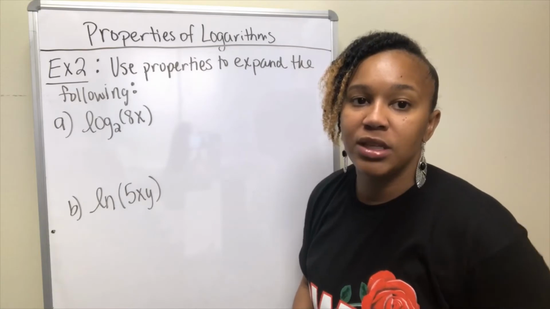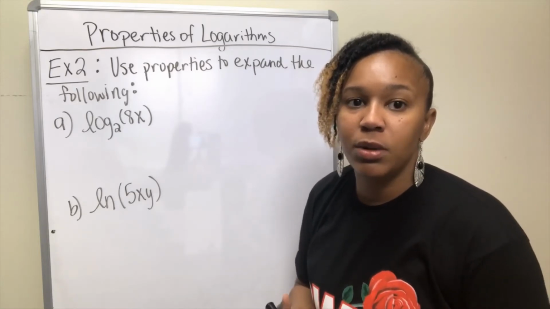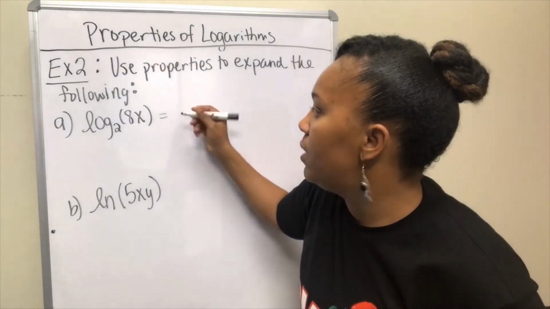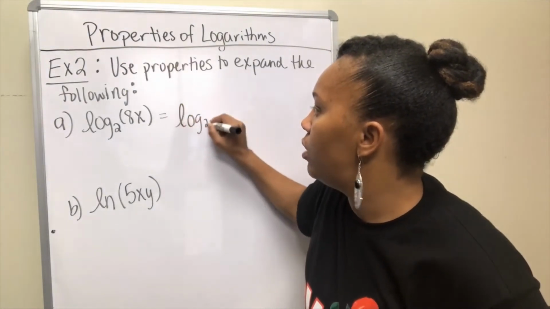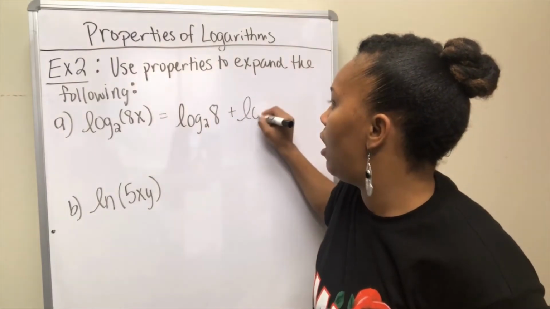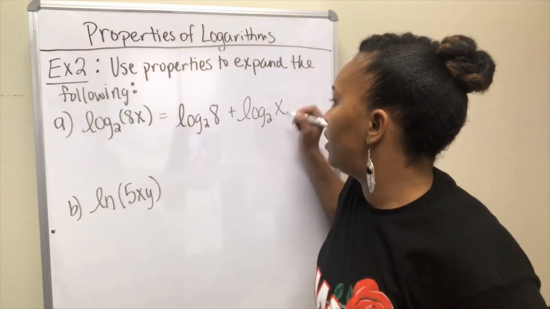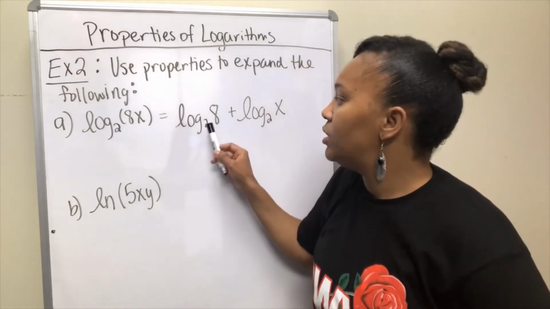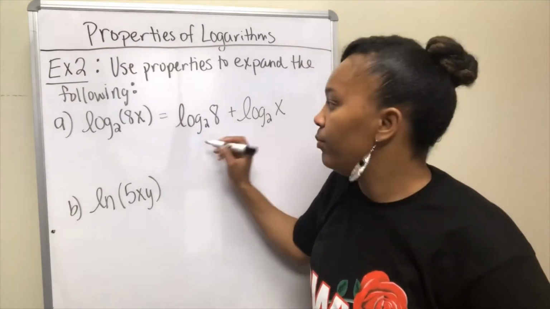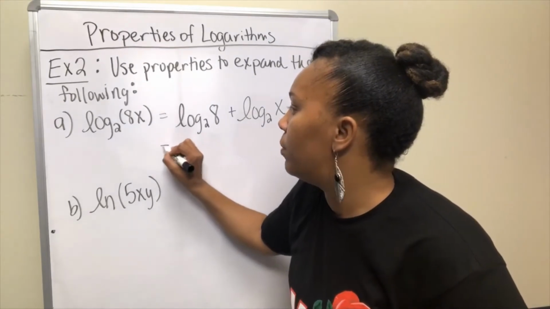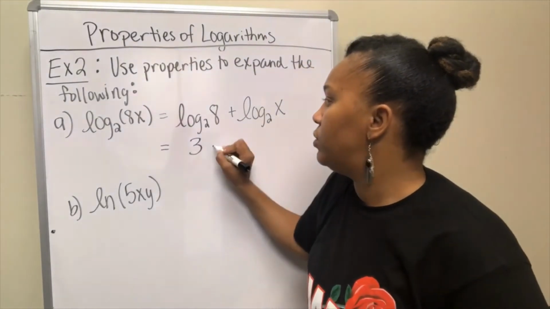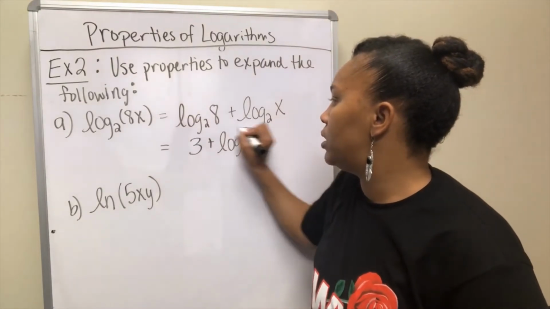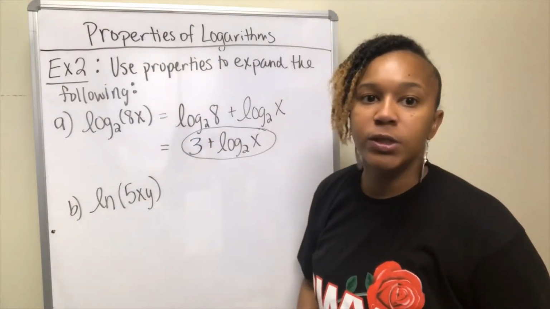The product property says if I'm taking the log of two things multiplied, I can expand it by adding those two things. So this would simply be log base 2 of 8 plus log base 2 of x. Now if you have the log of a number, you want to try to evaluate it if you can. This means 2 to what power gives me 8, and that would be 3. 2 to the third power gives you 8, so that would be 3 plus log base 2 of x. So that would be your final result.